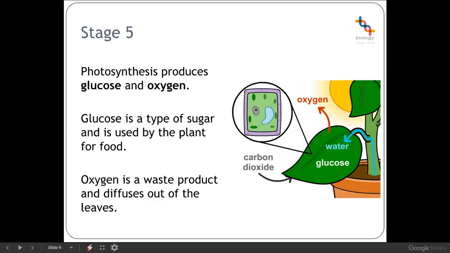So once we've broken up that carbon dioxide and water, we're going to convert it into glucose and oxygen. So glucose is a type of sugar that can be used by the plant for food and a couple of other things that we'll come on to shortly. However, oxygen is just a waste product. It's going to diffuse out of the leaves and into the atmosphere.